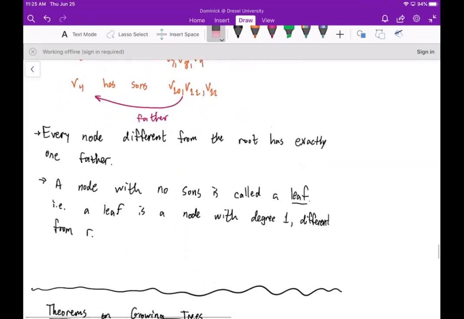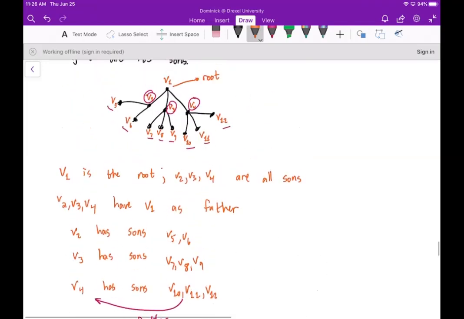Okay. And then finally, we say that a node with no sons is called a leaf, right? So a leaf is a node with degree 1, and of course it's different from the root. So any of these final things here would be considered a leaf.